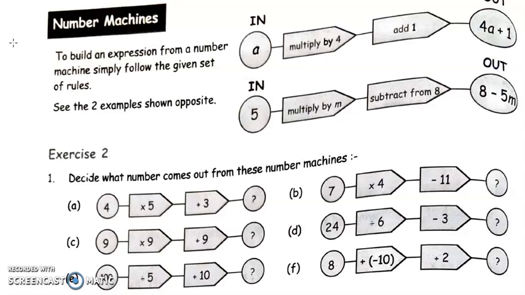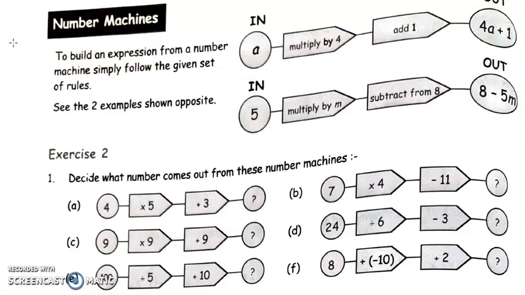So the example at the top says A multiplied by 4. So if you have A, the letter A, so A could be replacing a number. You multiply it by 4, you would get 4A. Then add 1, so it would be 4A add 1, or 4A plus 1.